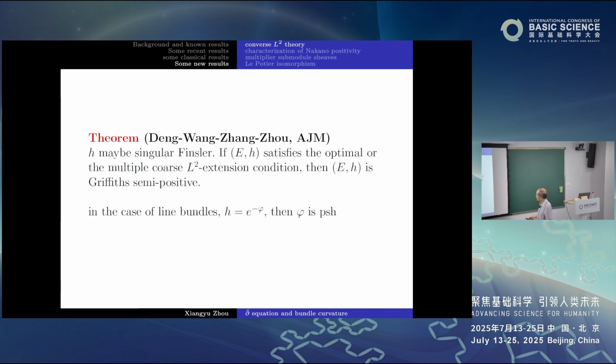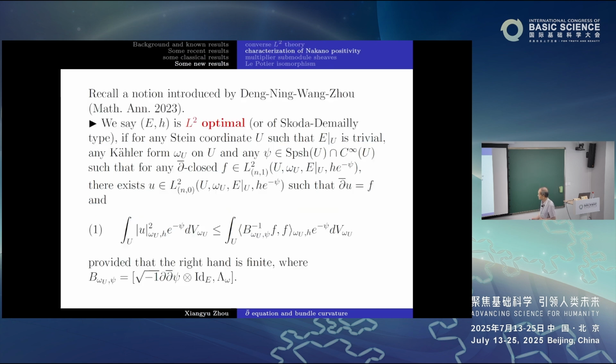And for the vector bundle case, we can also consider the converse. If we still have L2 extension for this vector bundle, then we can get some positivity. So in the case of a line bundle, this means phi is Brelot subharmonic.